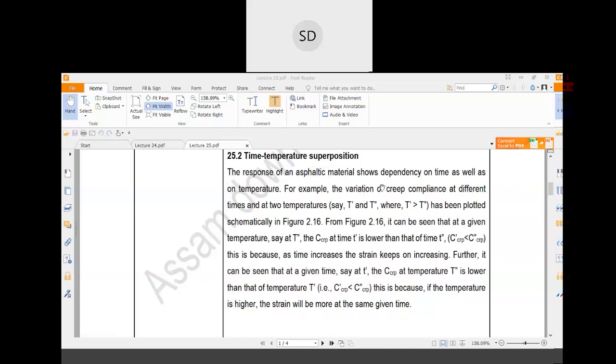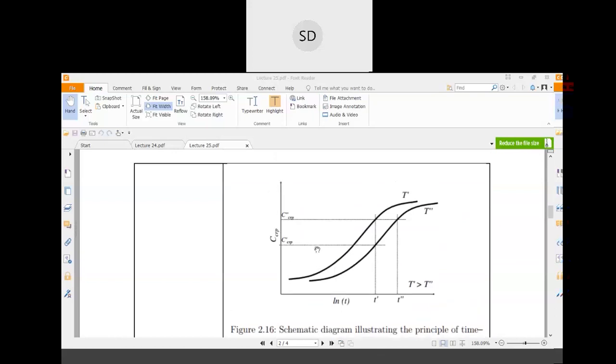For example, the variation of creep compliance at different times at two temperatures, suppose T' and T'', where temperature T' is greater than T'', has been plotted schematically in figure 2.16. So this is the creep compliance of two different asphaltic materials at different time intervals, one for T' and another for T'', where the temperature T' is greater than T''.